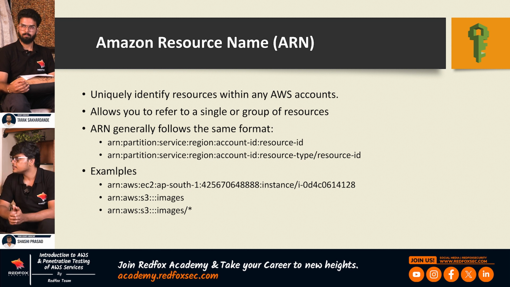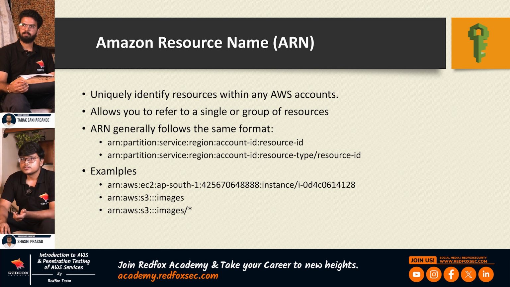Then we have the service name. If the resource is an EC2 instance, it will show EC2. If your resource is an S3 bucket, it will show S3. So based on the service, it will change. Then we have the region in which your service is. Region can be like ap-south-1, which is for Mumbai, or us-east-1 for Virginia. Then we have the account ID, which is the account ID of the AWS account. Then finally we have the resource ID.